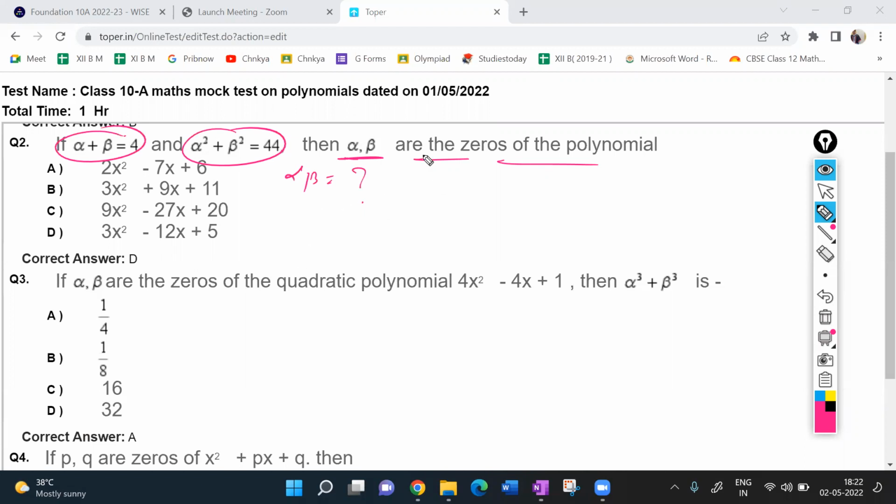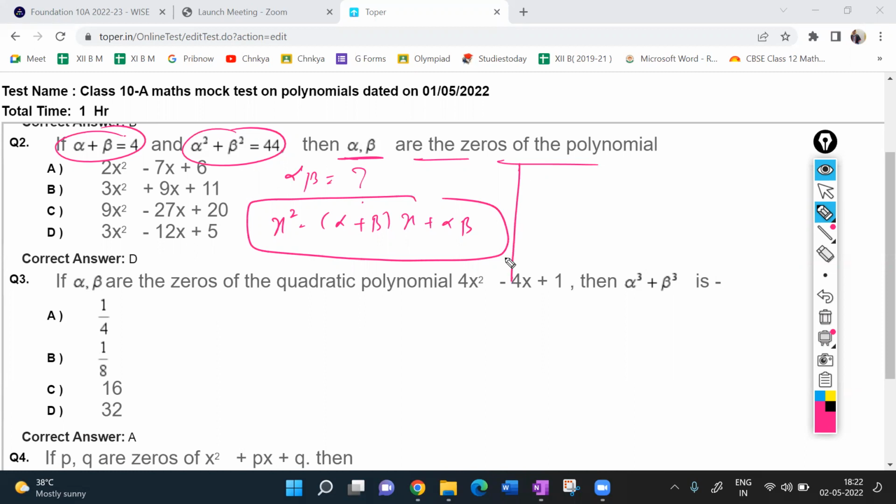I need to find the quadratic polynomial. So x square minus (alpha plus beta) into x plus alpha beta is equal to 0. This is what I need to substitute here. For that, I have the alpha plus beta value, but I don't have the alpha beta value. Quite simple. How do you find the alpha beta value? You can substitute somewhere and get it.